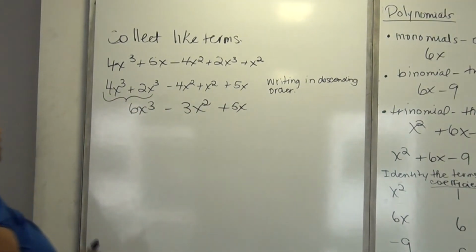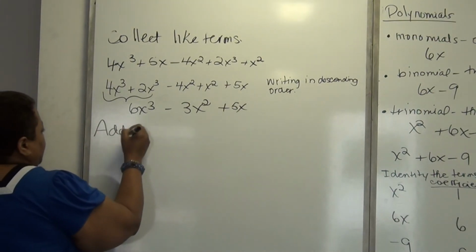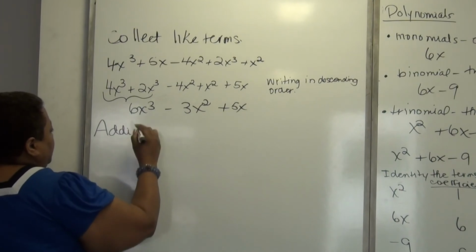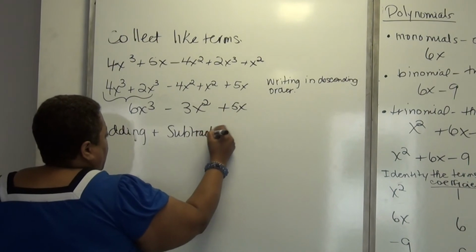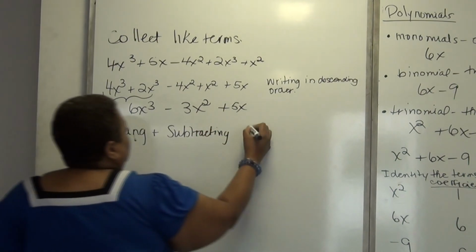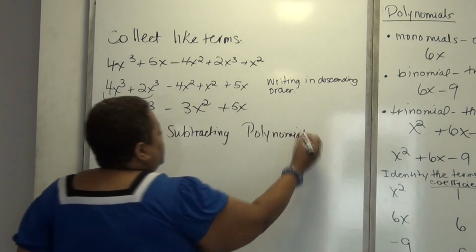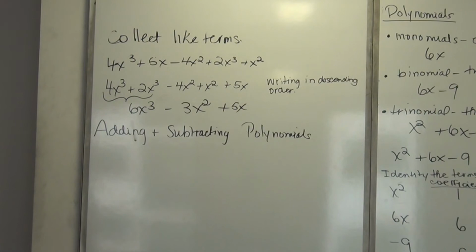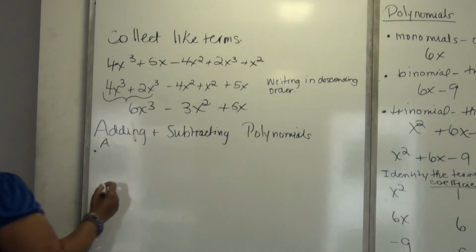Okay, let's talk about collecting like terms. Basically, it's just like adding and subtracting polynomials. That's what it is. So adding and subtracting polynomials. So let's look at an example where we are adding polynomials. It might say add.